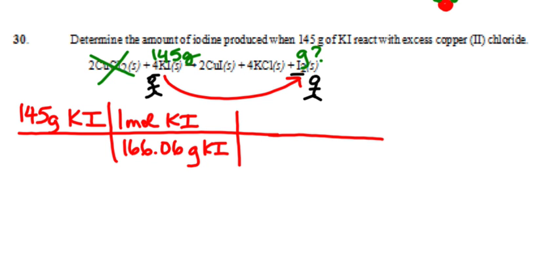So, for every 4 what? Moles of KI, that's my mole ratio. I have 1 mole of I2. So now I'm just going to go back, my grams canceled, my moles of KI canceled. Now I can get off the bridge and I'm in moles of I2.